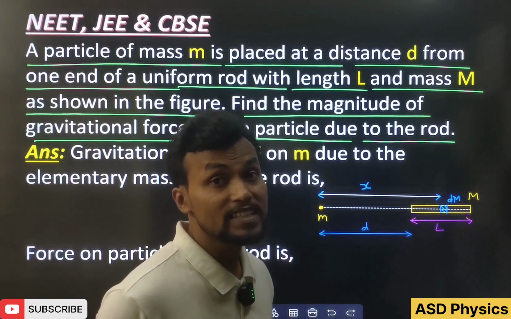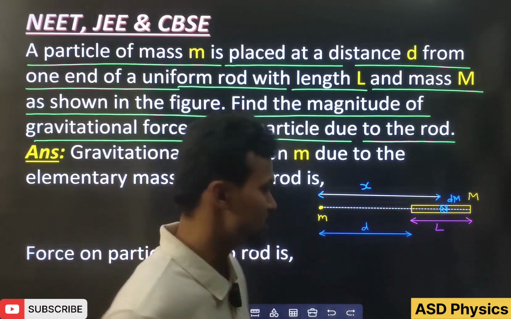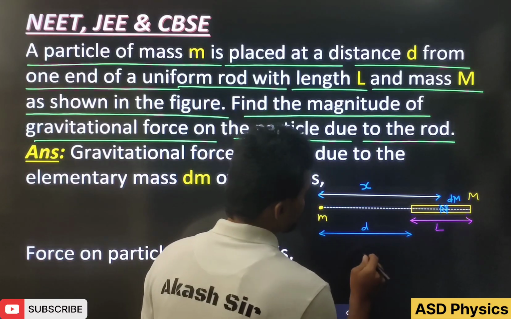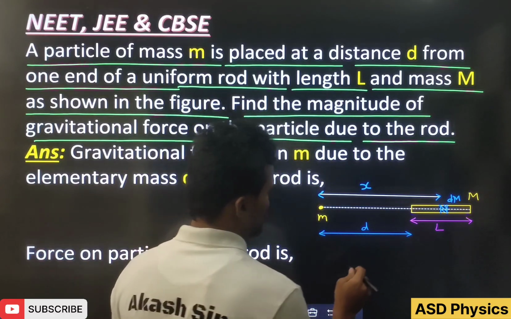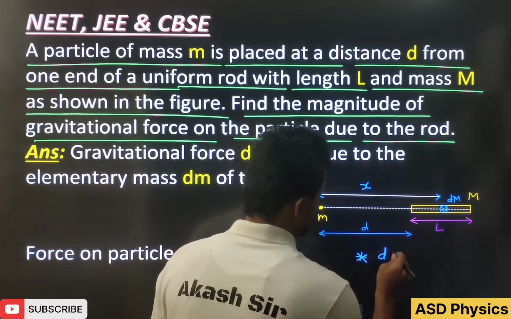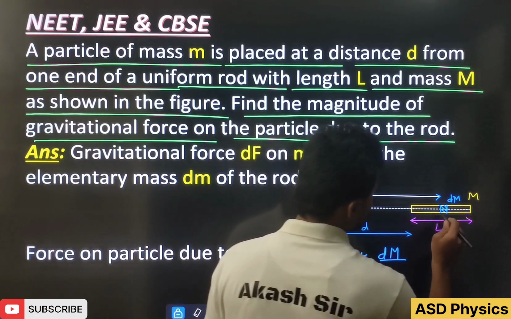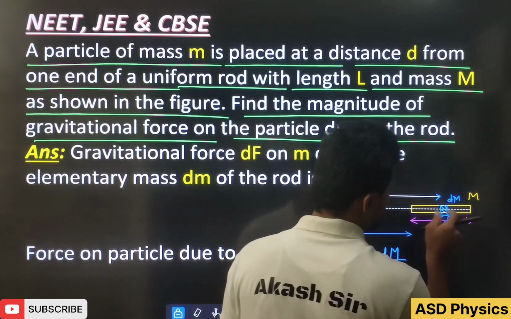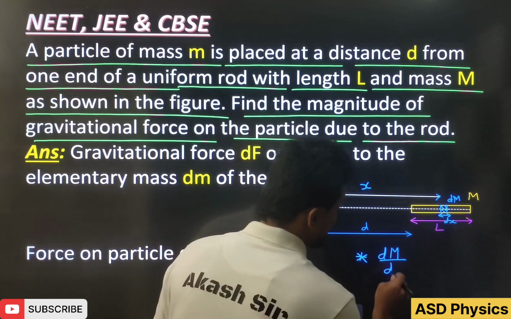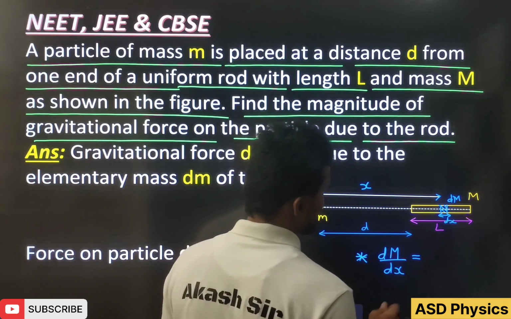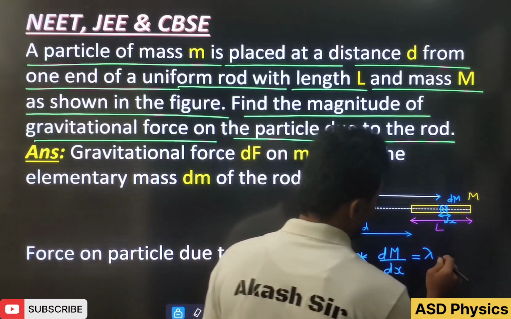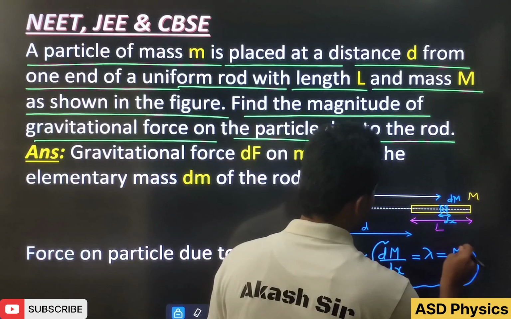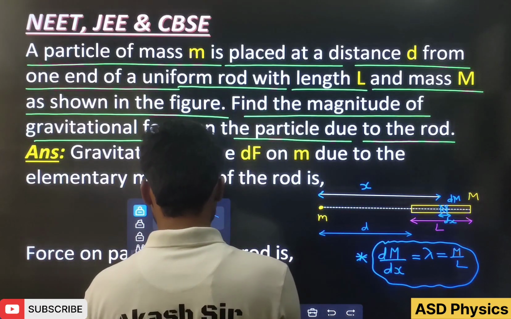Okay, but now what is dm? Remember that this rod has uniform mass distribution. So in this situation I can write, you know very well, I will use the linear mass density concept here. See, dm by, let's take this length also, this very small length I have taken as dx. So this dm by dx, mass per unit length, will be called lambda, or we can write M by L. Always valid, uniform mass density here. Now this one I will use.